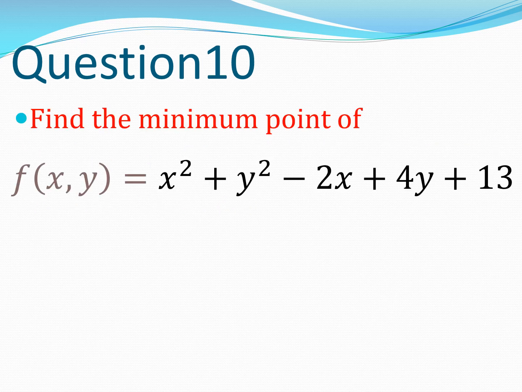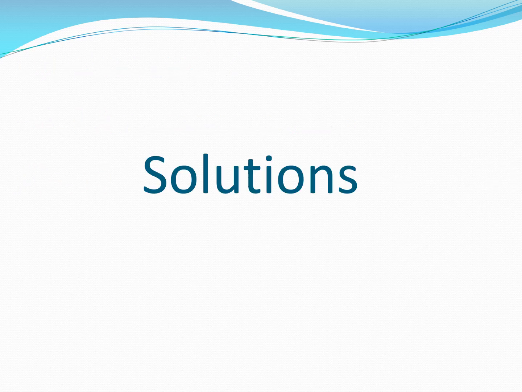And finally, question number 10 asks you to find the minimum point of this function. So this is a multivariate function or a function of more than one variable. So this is a pretty simple function here and you have to find the minimum point. So now what you can do is, if you are interested, you can try to solve these particular questions and then come back to the solution, which we are going to discuss now in the second half of this video.